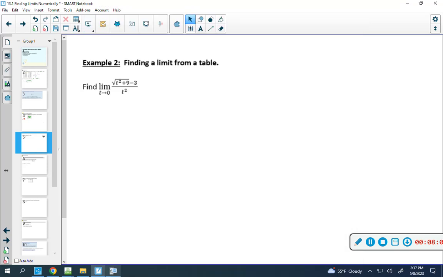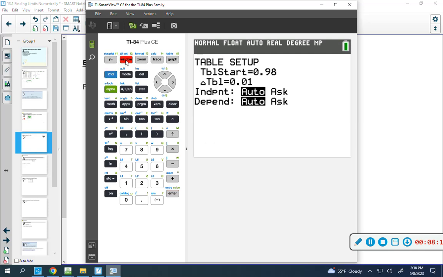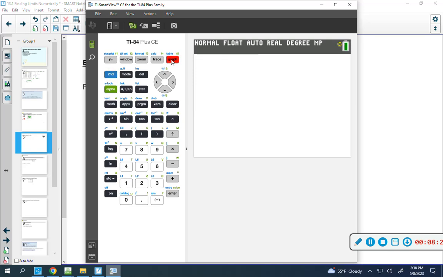Now we're looking at t approaches 0. So on my table setup, I'm going to start at 0. Again, no hard and fast rule on how many decimal places. I like to do 3. I just think that's more accurate, but whatever. Let's start here at 0. And I'm going to do 0.001 as the change. And take a look at the table here.